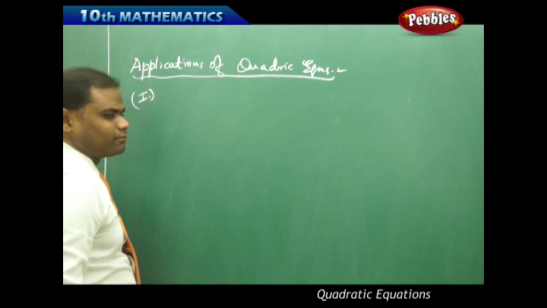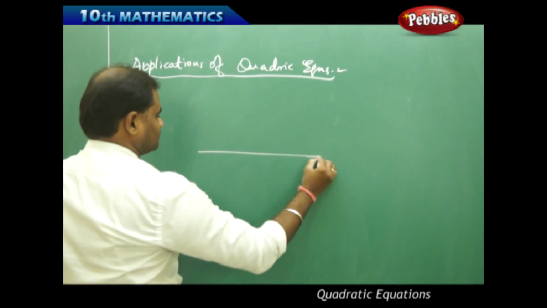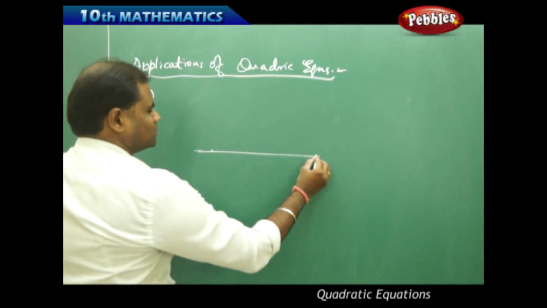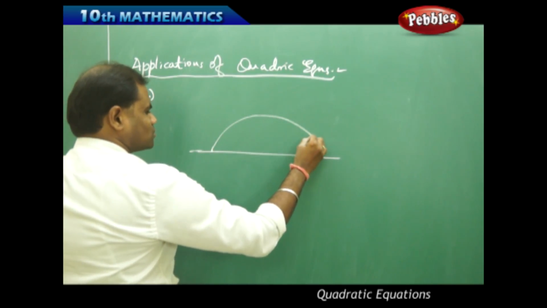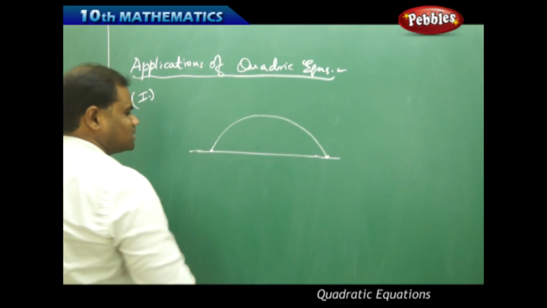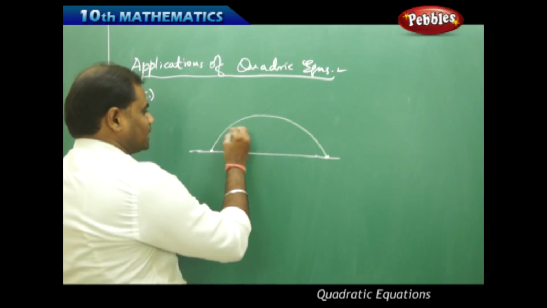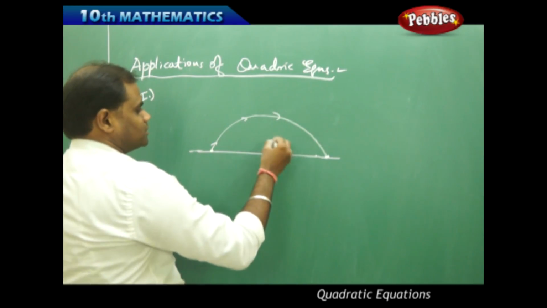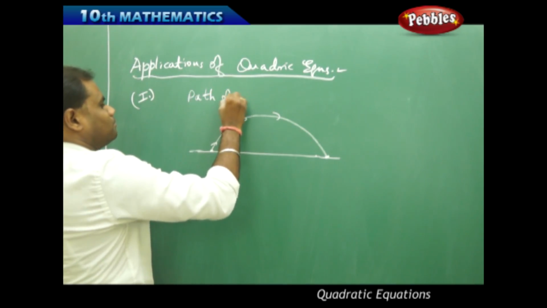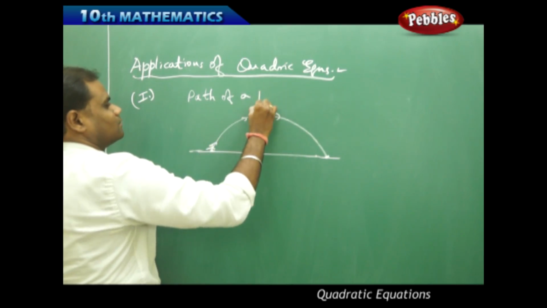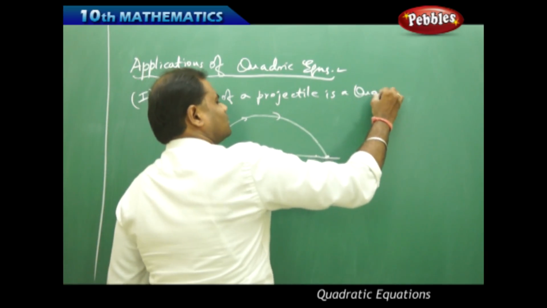Initially, for example, I take a person standing here on the ground, and he throws a ball to this side. The ball tries to go in this shape, and this is said to be a quadratic equation. Throwing of a ball, or the path of a projectile, which is called a projectile, gives us a quadratic equation. So the first application is that the path of a projectile is a quadratic.